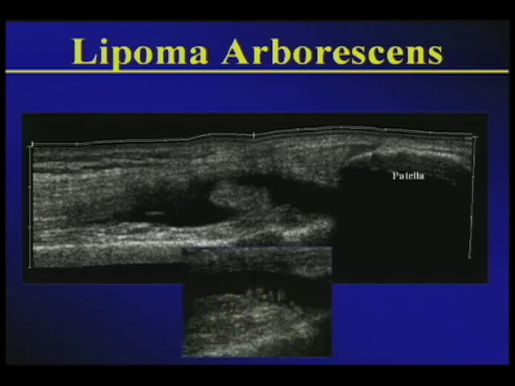A closer look will show you that there are some fimbriae or arborescence that arises from this mass. It is entirely a benign mass known as lipoma arborescens. Because of the chronicity of the effusion in this individual, there was formed this benign mass because of the chronic hypertrophy of the fat itself rather than the synovium.